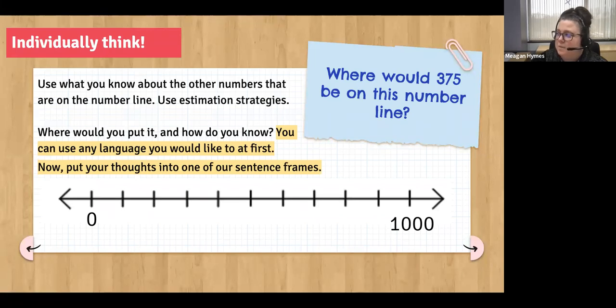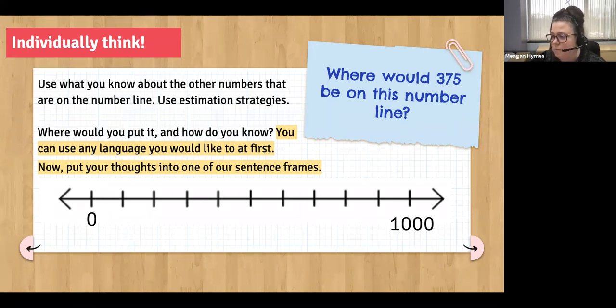So now, if I asked you to actually put it in a sentence frame, anybody willing to share or try to describe to me where they would put 375 on the number line? And you can feel free to unmute yourself too if you feel like chatting would not work.